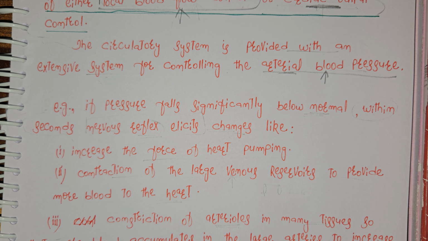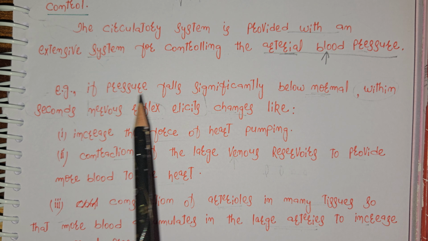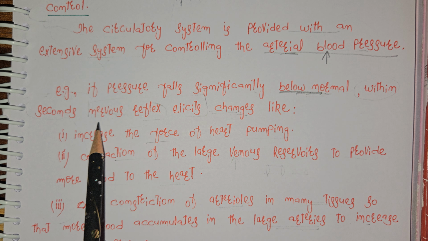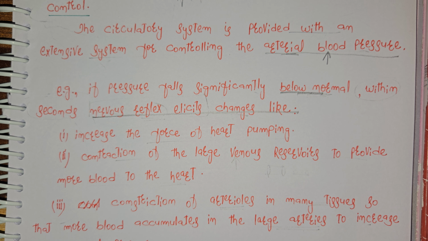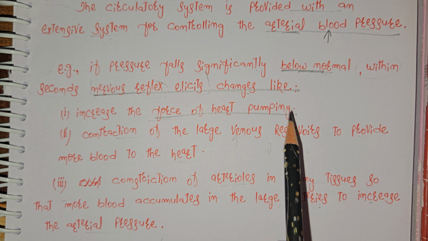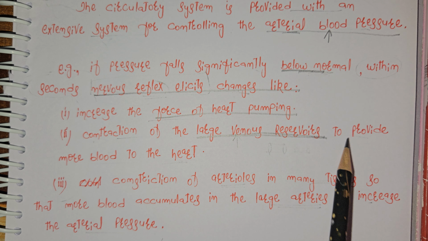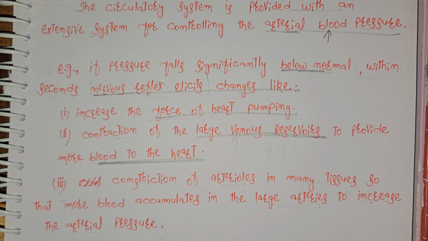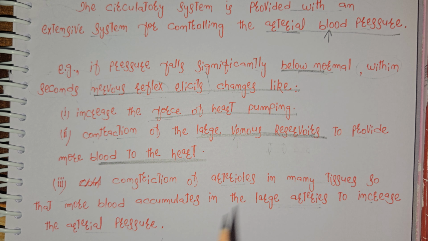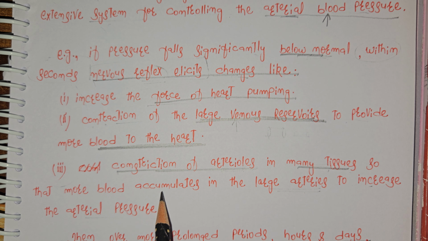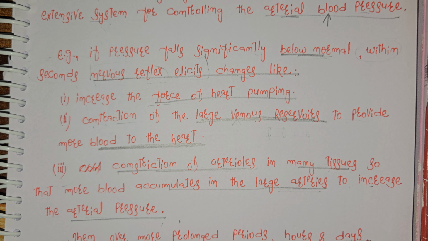Let's understand it with the help of an example. If the arterial blood pressure falls significantly below normal, within seconds nervous reflexes elicit changes. They increase the force of heart pumping, and cause contraction of the large venous reservoirs to provide more blood to the heart. There is also constriction of arterioles in many tissues, so that more blood accumulates in the larger arteries to increase the arterial pressure.